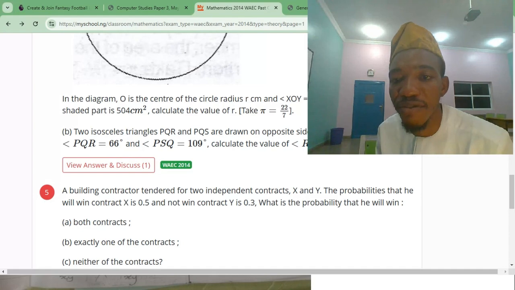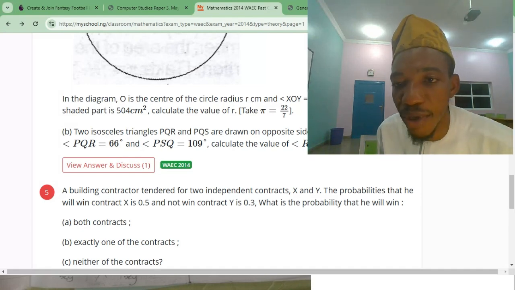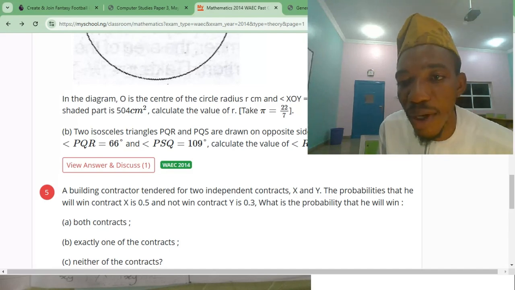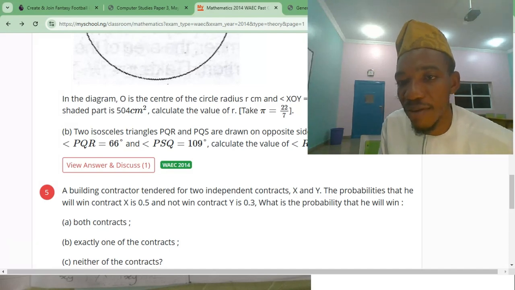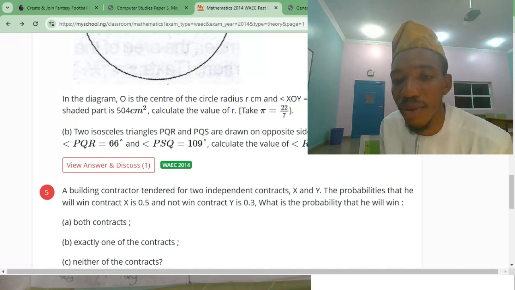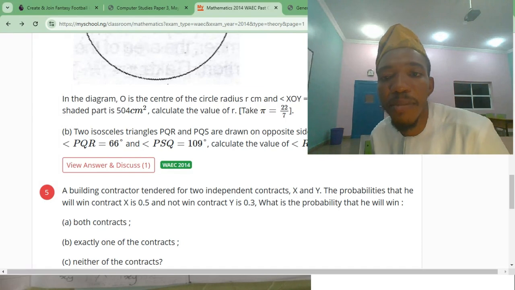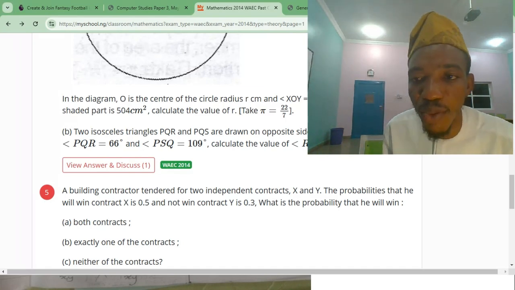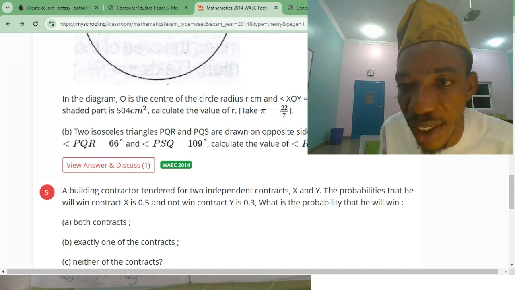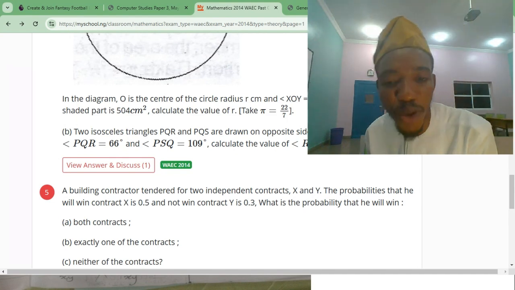So the idea is you have to find the probability that you will win X. So if the probability that I win X is 0.5, fine. The probability that I will not win X also will be 0.5, since probabilities sum up to 1. I saw that you did that correctly. So the probability that I will not win contract Y is 0.3. So that means the probability that you will win the contract is 0.7. I saw that you also did that correctly.